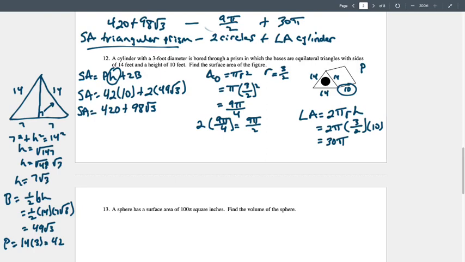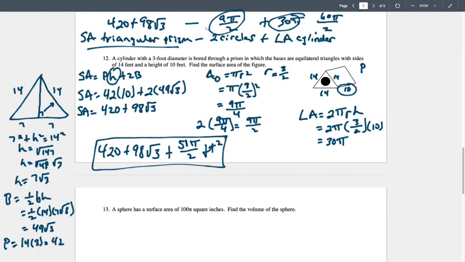All right, things that I can add together. I can add this 30 pi and this 9/2 pi because they're like terms. So when you do that, you're going to end up with 420 plus 98 square root of 3. That 30 pi is the same thing as 60 pi over 2. And then you can subtract that 9 pi over 2 from that. So you get plus 51 pi over 2 feet squared. Now you could get the decimal as well, but that's an exact answer. All right, and you can't combine any of those further because there's no more like terms.